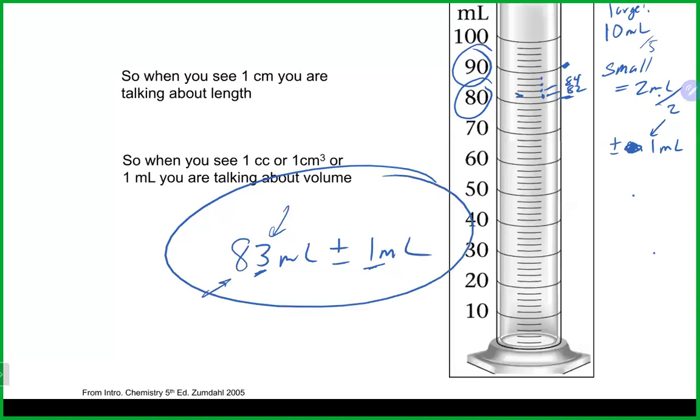So a reminder again, they definitely want you, when you're taking measurements, especially in lab, to also include that uncertainty, that plus or minus, which is achieved by taking the smallest markings and dividing by 2. Any questions on that there?